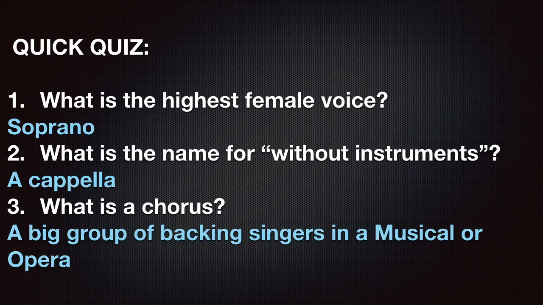Okay, answers. Highest female voice is a soprano. What's the name for without instruments? That's a cappella. And what is a chorus? Well, we know that a chorus is a section of a song, but it can also mean a big group of backing singers in a musical or in an opera. All right, let's carry on with our vocal techniques.